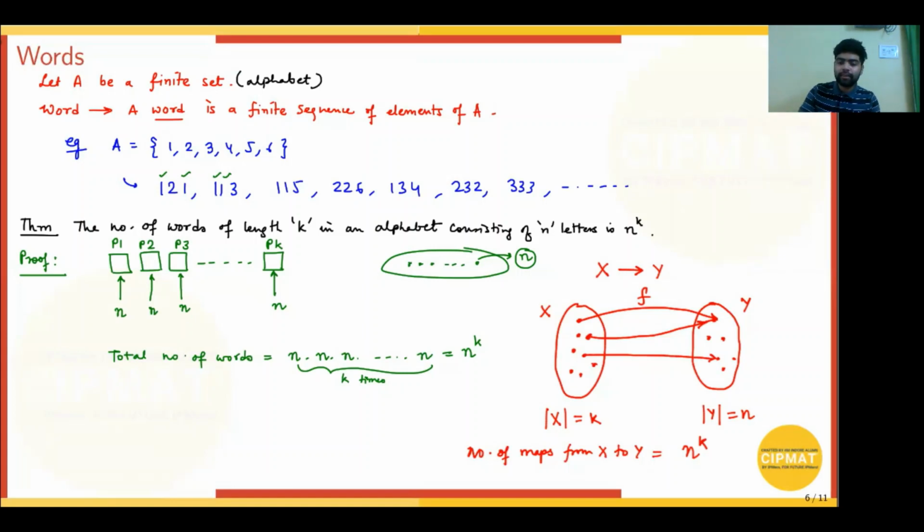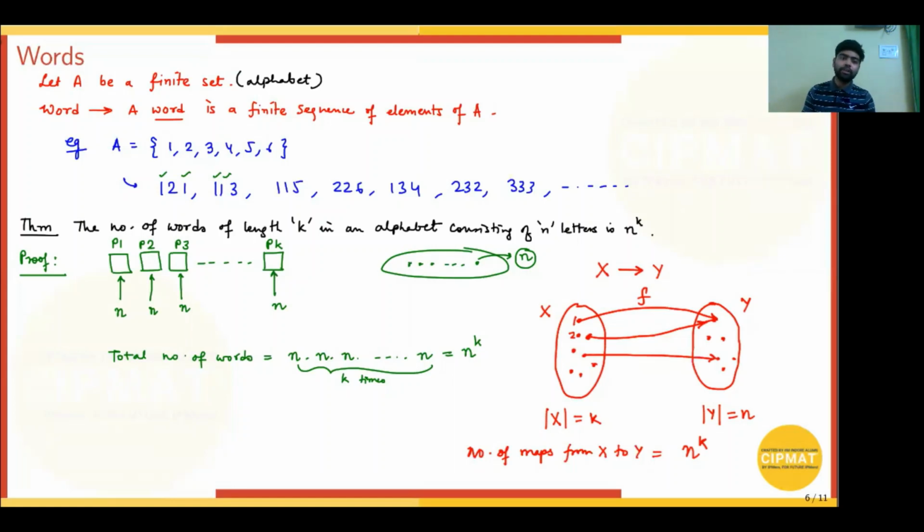And this function f corresponds to the word which is made up of f of 1, f of 2, and in this way it will go on, if these elements are like 1, 2 and so on. But till here, I think this much you should be understanding: the number of maps from x to y should be n to the power k. So this is the whole concept of words. Maybe this is a new concept for you, but the basic concept behind it is not new, because you have already learned this in the chapter of permutations and combinations in detail.